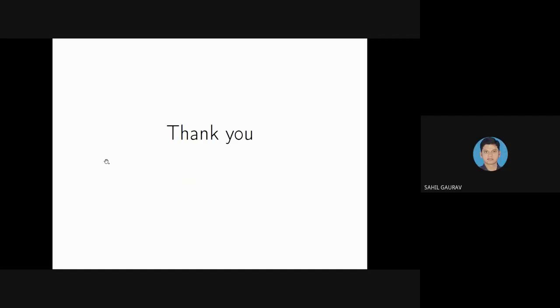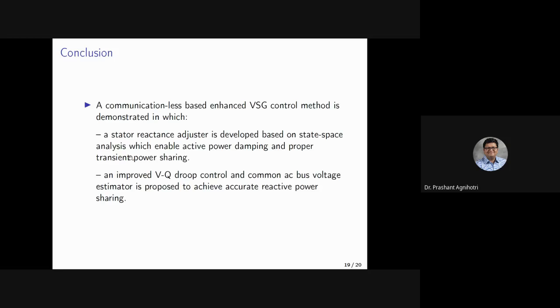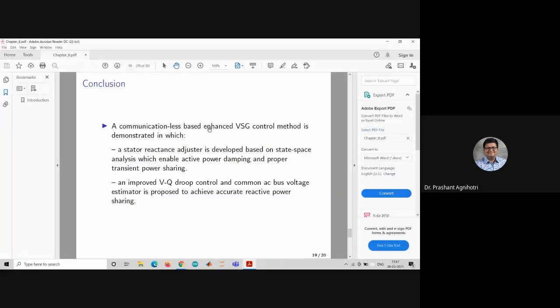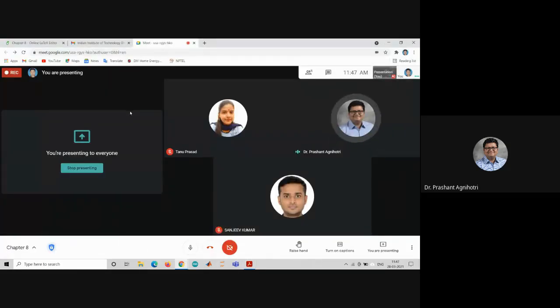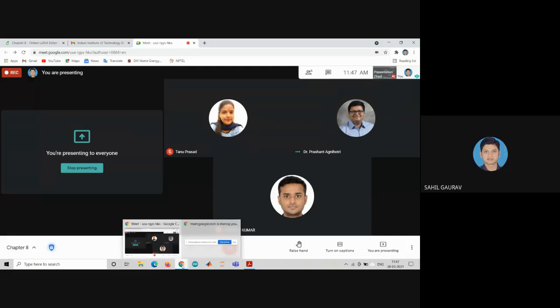Yes, sir. Regarding the line impedance they mentioned, have they given the line impedance parameters? Did they also tell the method of how we can estimate it? Line impedance parameters means, yes, they told about how to calculate the line impedance value.